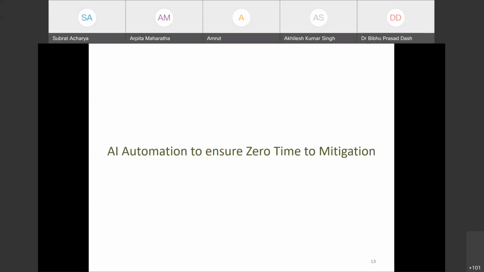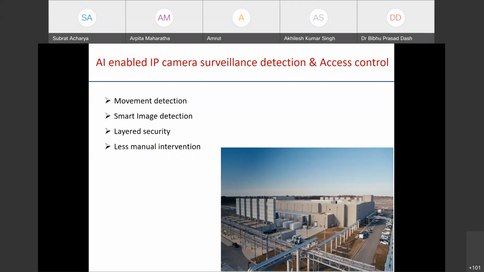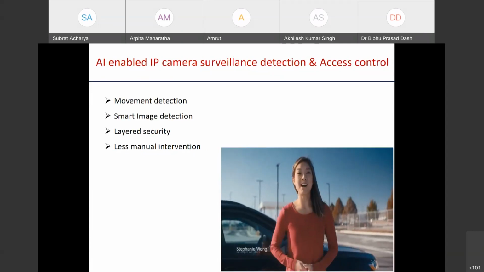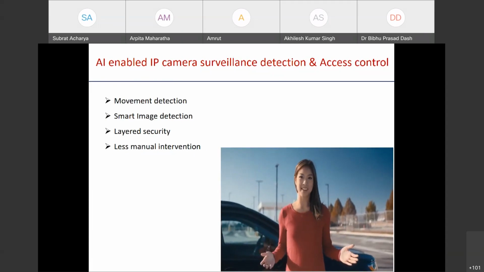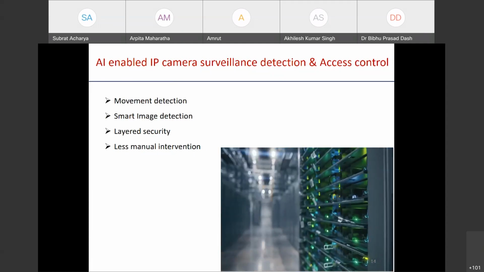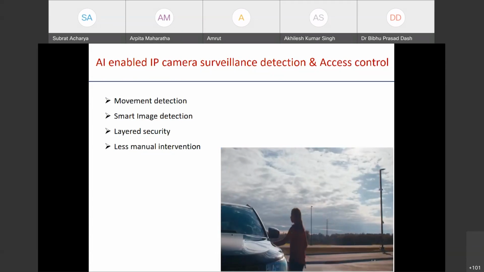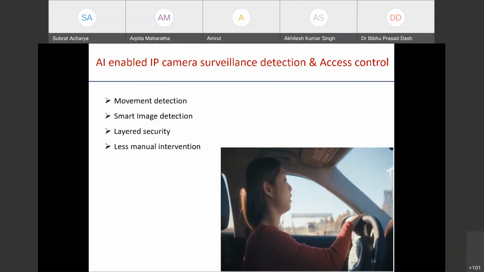So let us start with AI automation to ensure zero time mitigation. We are now going to look at each device level data, how this data is captured, and how this data is fed to the model, and we are going to build a particular AI-enabled cyber threat platform. We'll start with physical surveillance and physical content security. So here I want to present one video that you can see, how Google maintains layered security.